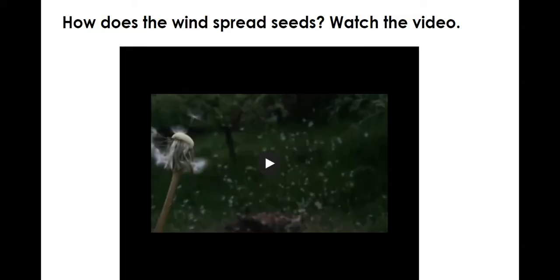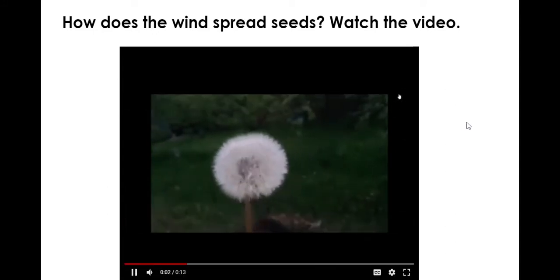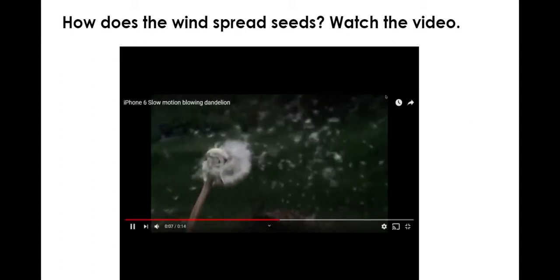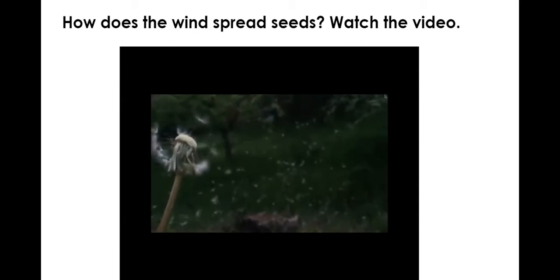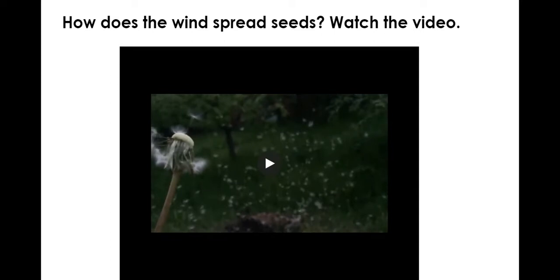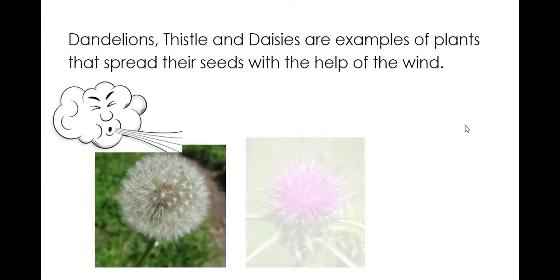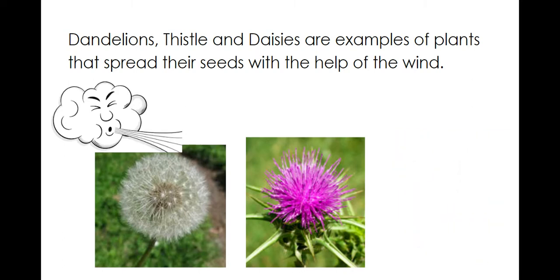How does the wind spread seeds? Let's watch this video. So this is a dandelion, and as the wind blows, all those seeds are floating and gliding through the air. And eventually they'll land somewhere else and potentially replant themselves into a new dandelion. So dandelions, thistle, and daisies are examples of plants that spread their seeds with the help of wind.